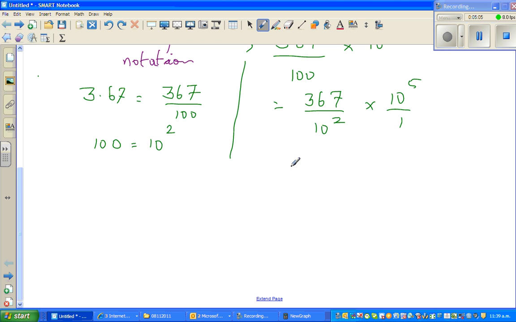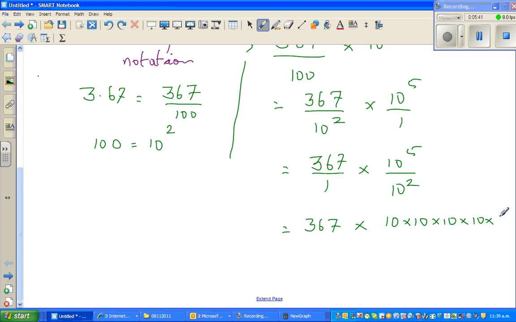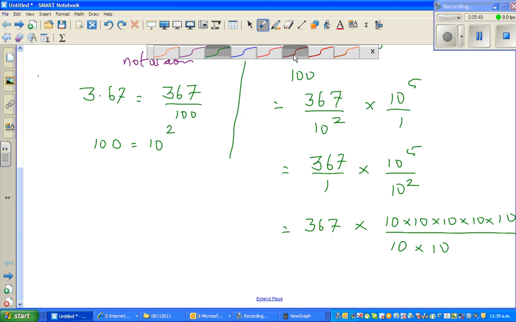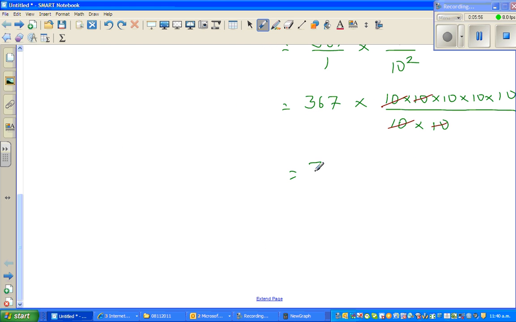I'm going very slowly so that you understand. So this is 367 over 1 times 10 to the power 5 over 10 squared. These numbers can swap over, it doesn't make any difference. Now 10 to the power 5 means 10 times 10 times 10 times 10 times 10, 5 times, over 10 times 10. What will get cancelled? You can cancel this 10 with this 10. So what is left over? This is 367 times 10 to the power 3.